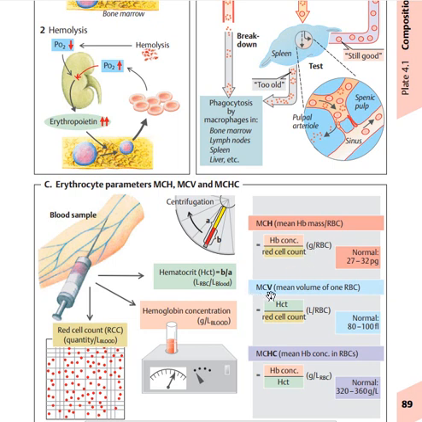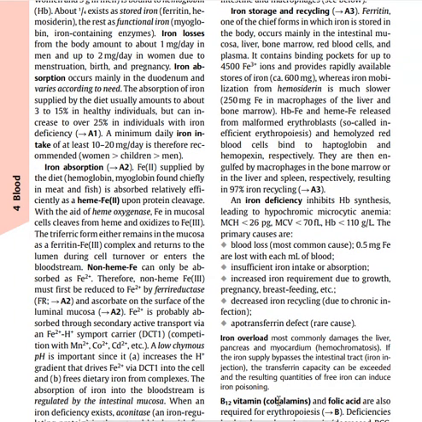Another formula for mean corpuscular volume is the hematocrit divided by the red blood cell count. And another formula for mean corpuscular hemoglobin concentration is hemoglobin concentration divided by hematocrit. And these are the values. For MCH, you have 27 to 32 picograms. For MCV, we have 80 to 100 femtoliters, and for MCHC, we have 320 to 360 grams per liter.